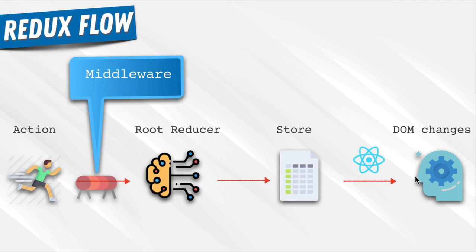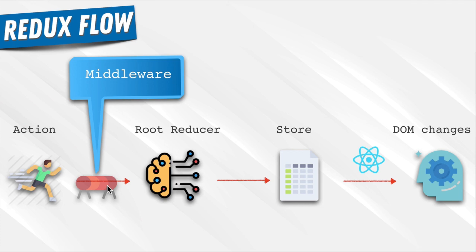Along the way of these actions occurring, before it ever even hits the root reducer, it can hit something in the middle called a middleware. And all a middleware is, is a piece of code that gets the action before the root reducer. What that middleware does with the actual action is entirely up to the middleware, but that's all it is. They're just something that receive these action objects before they reach the root reducer.